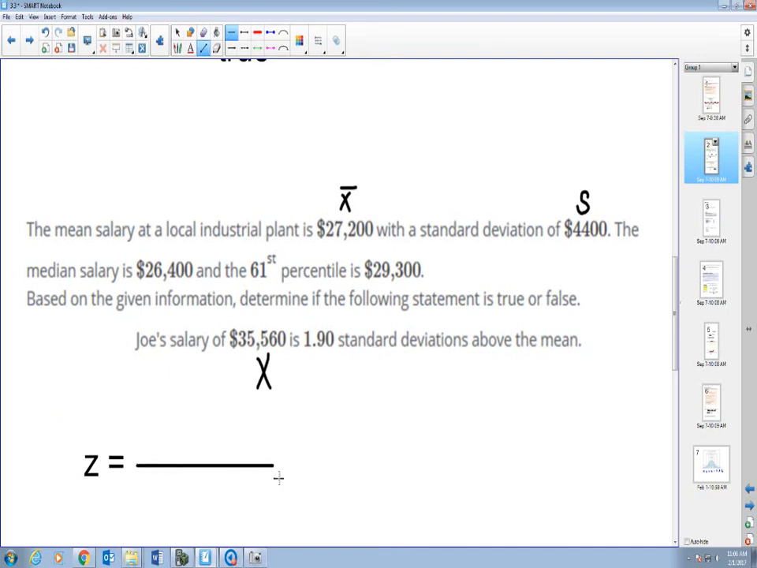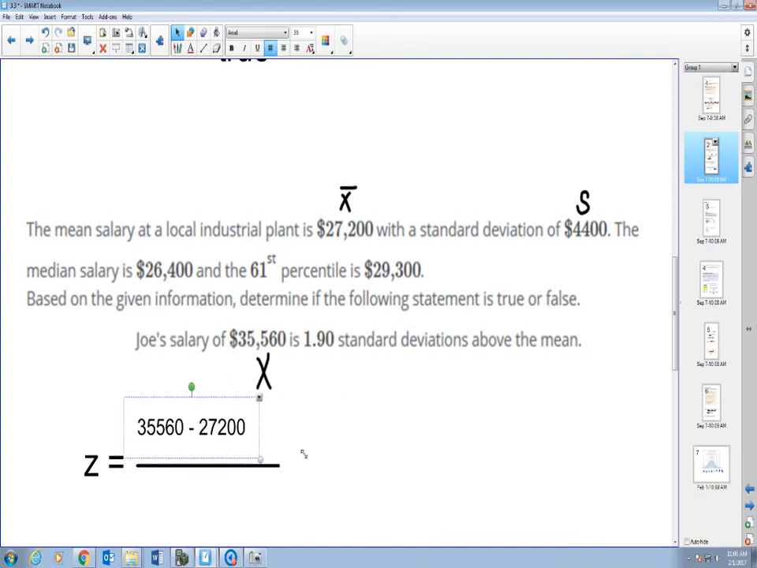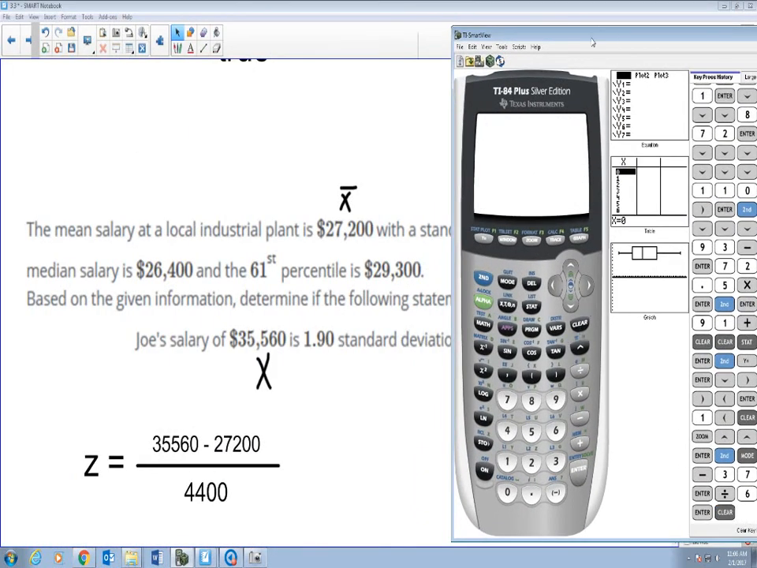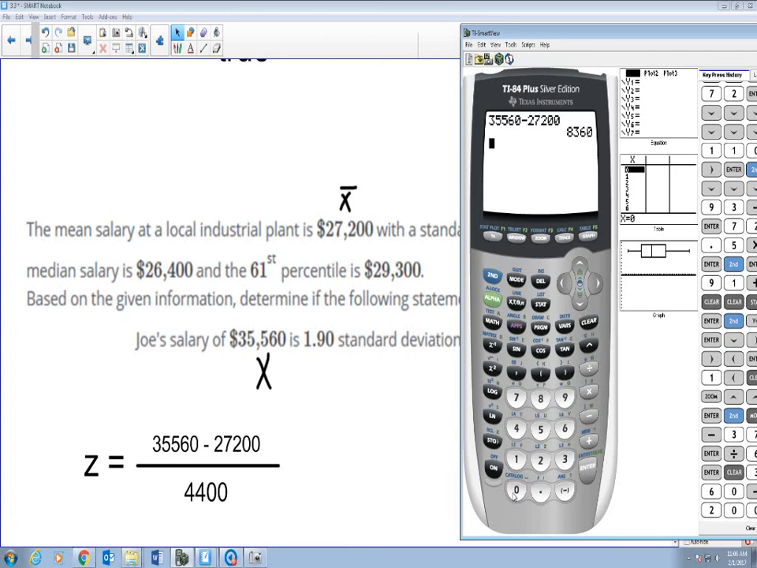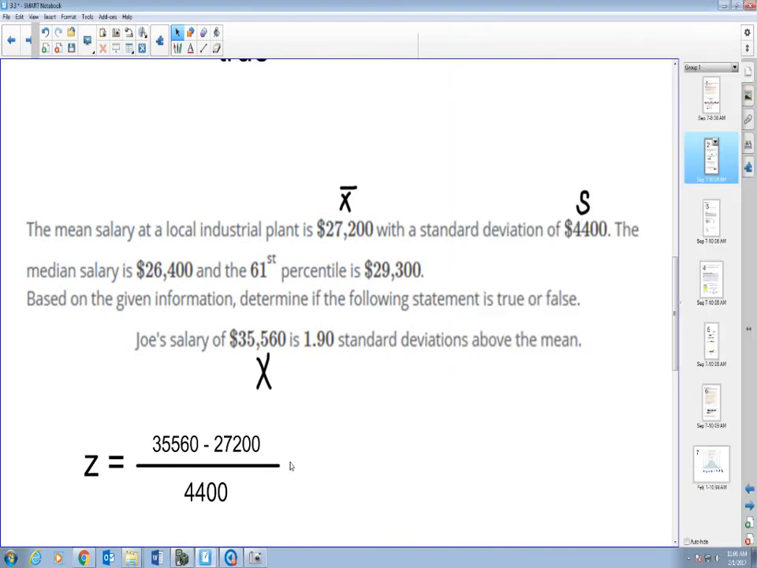So for your z-score, we take Joe's data value minus the mean and divided by the standard deviation. And let's see what that is. Subtract first, divided by 4400. Voila, 1.9. So yes, Joe's salary is 1.9 standard deviations above the mean. So this answer, true. Okay, that's what's going on.